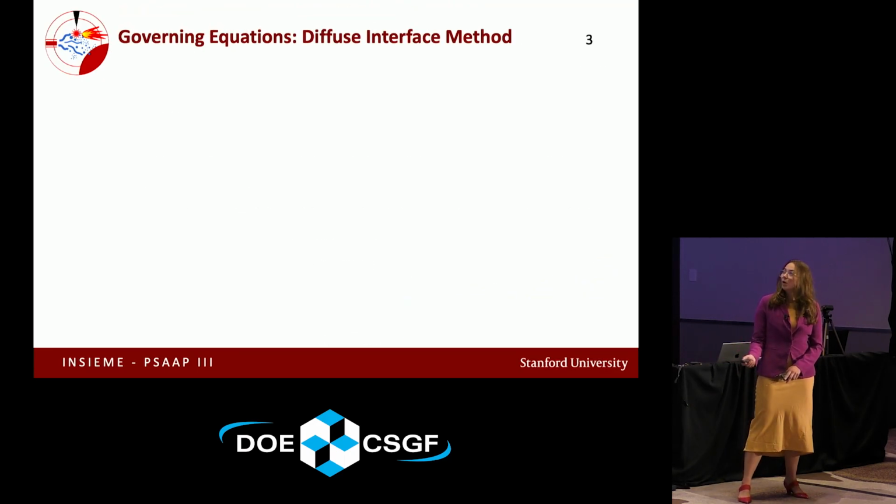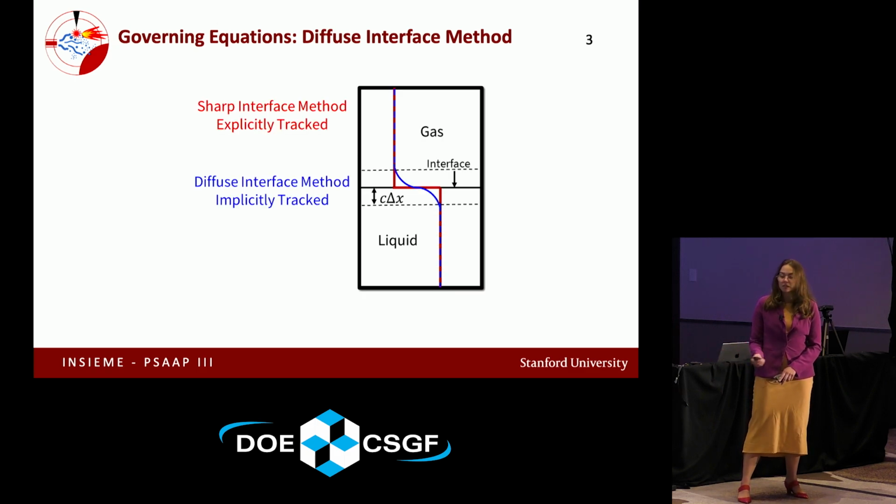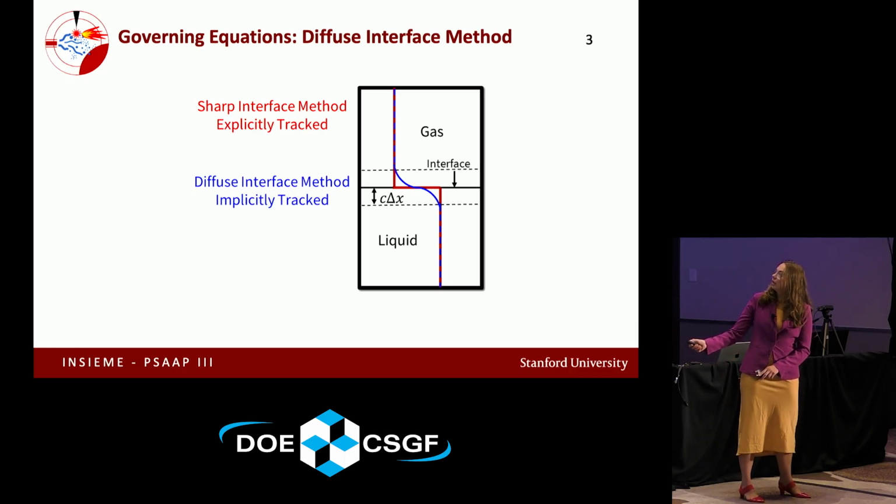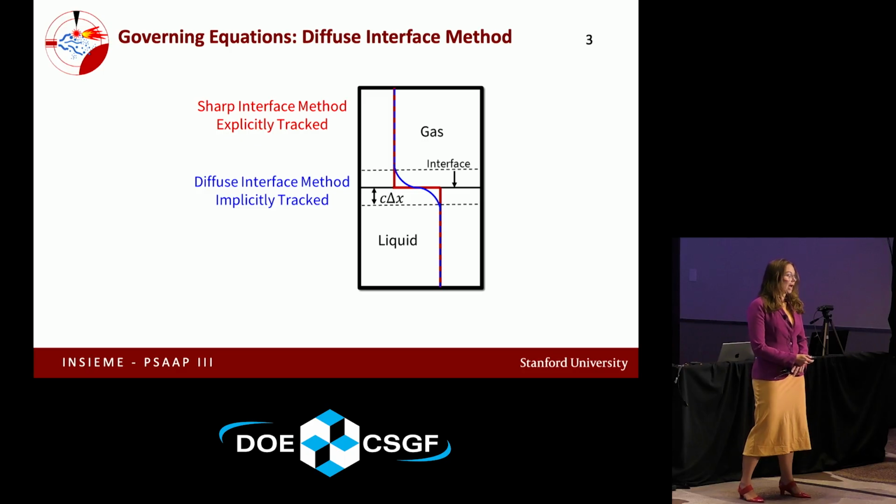So first, let's talk about the governing equations. Mainly what I want to get across is there's 2 main ways to look at multi-phase simulations. One is a sharp interface method, and that would be where you have a sharp interface between the gas and the liquid. And usually you explicitly track the interface in these methods. The other way is to have a diffuse interface. And so instead of it being a sharp jump, the interface is diffused over several grid points between the liquid and the gas. And this is the method that I'll be using.